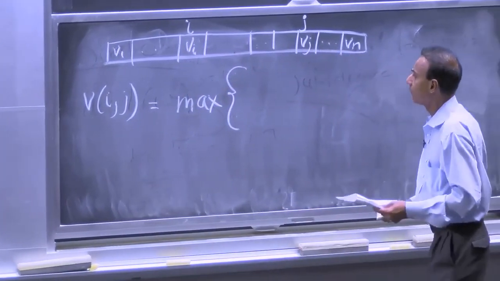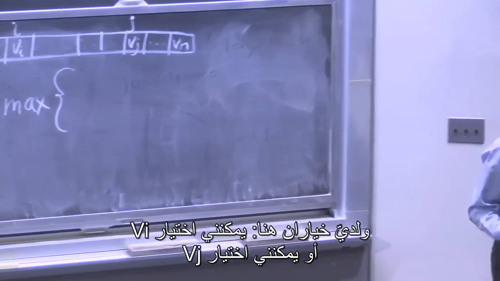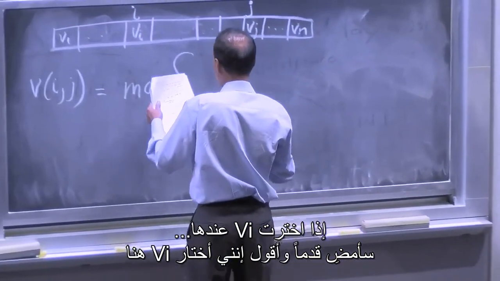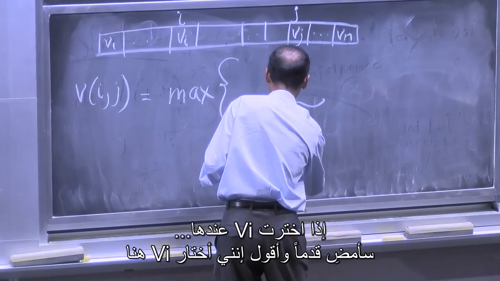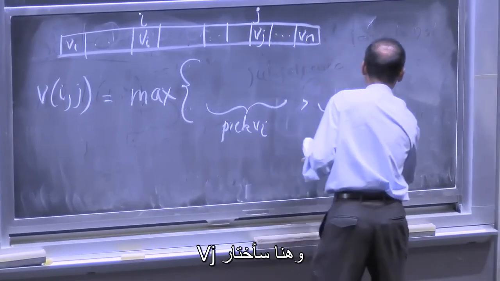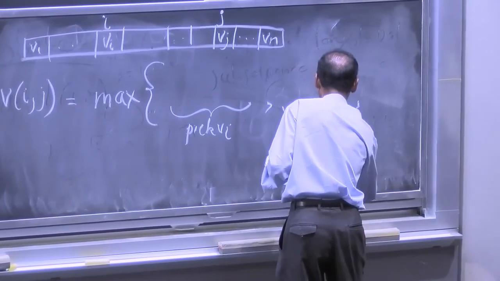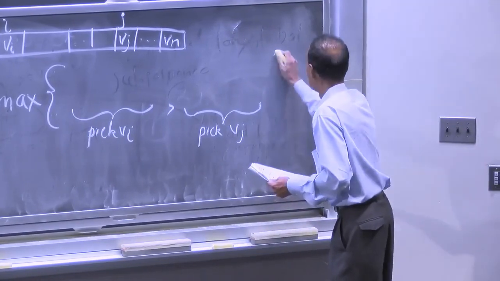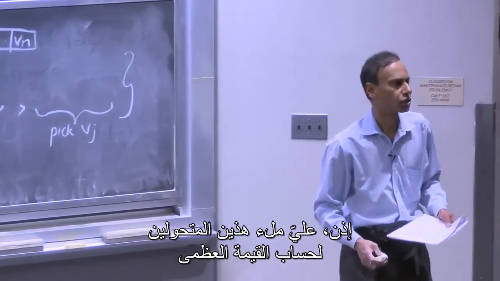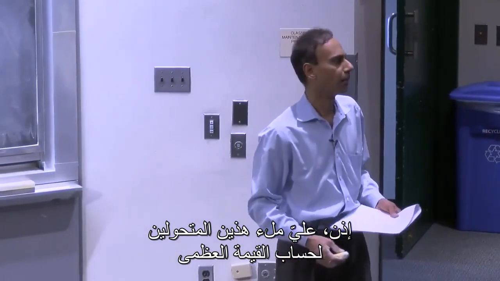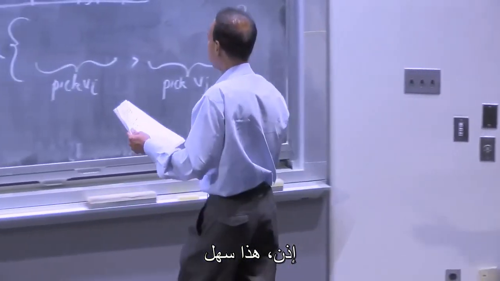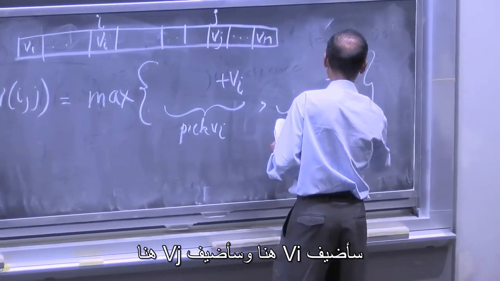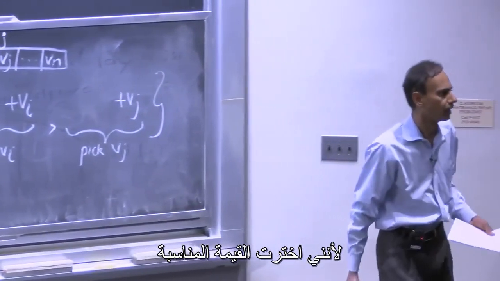And I have two choices here. I can pick Vi or I can pick Vj. So it's not like there's a lot of choices here. If I pick Vi, then let me say I pick Vi here, and here I'd pick Vj. Whoops, let me draw this out a little bit better. So I got to fill in these two arguments to my max. This is easy. I'm going to have a plus Vi here, and a plus Vj here, because I picked the appropriate value.